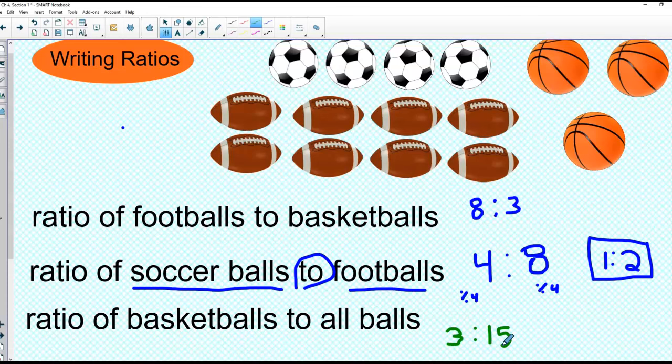So again, if you were asked to reduce this, we would need to find a number that goes into both 3 and 15. And there actually is one. We could divide both of these by 3. So 3 divided by 3 would be 1, and 15 divided by 3 would be 5. So the reduced form would be 1 to 5. Okay, so we should be able to write a ratio and reduce it if necessary.